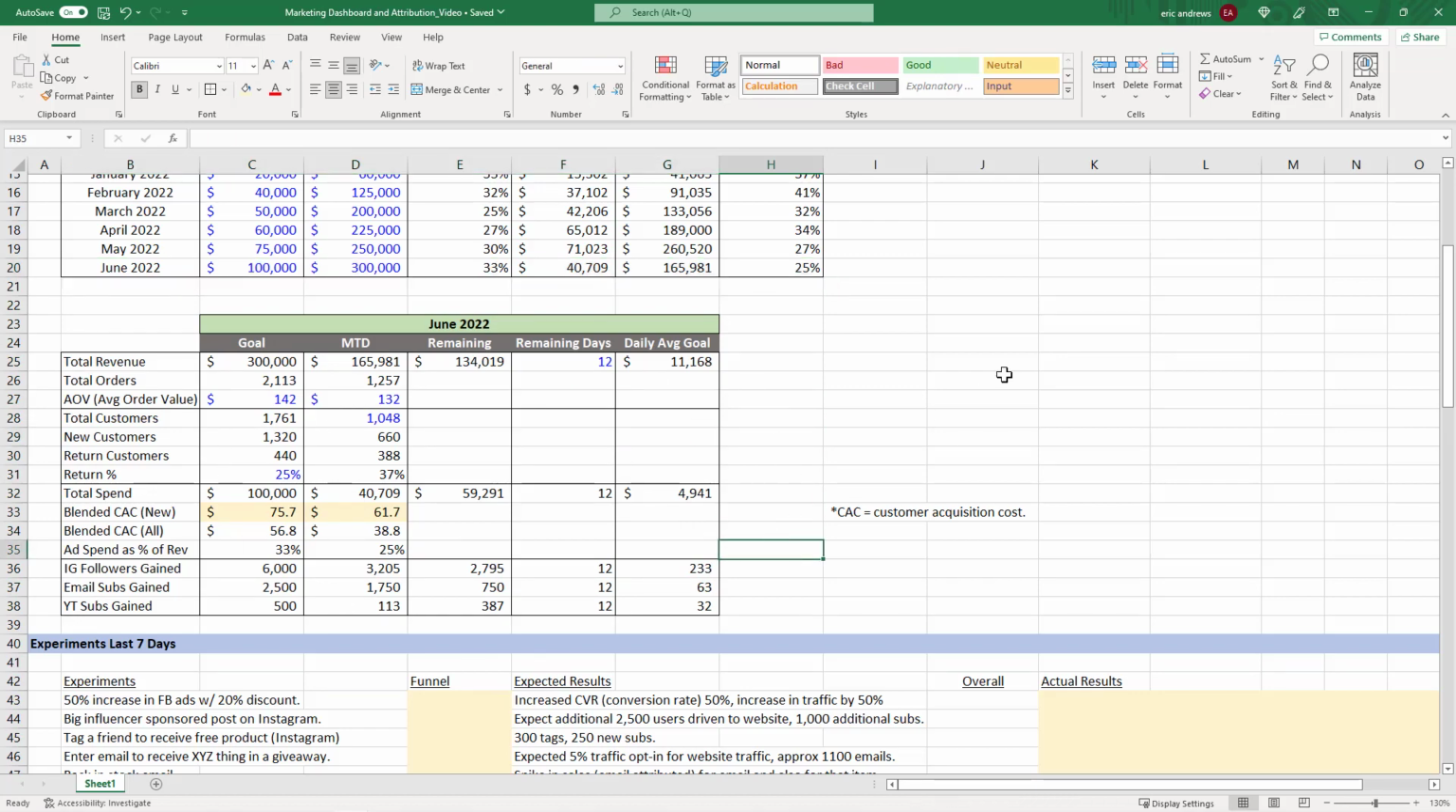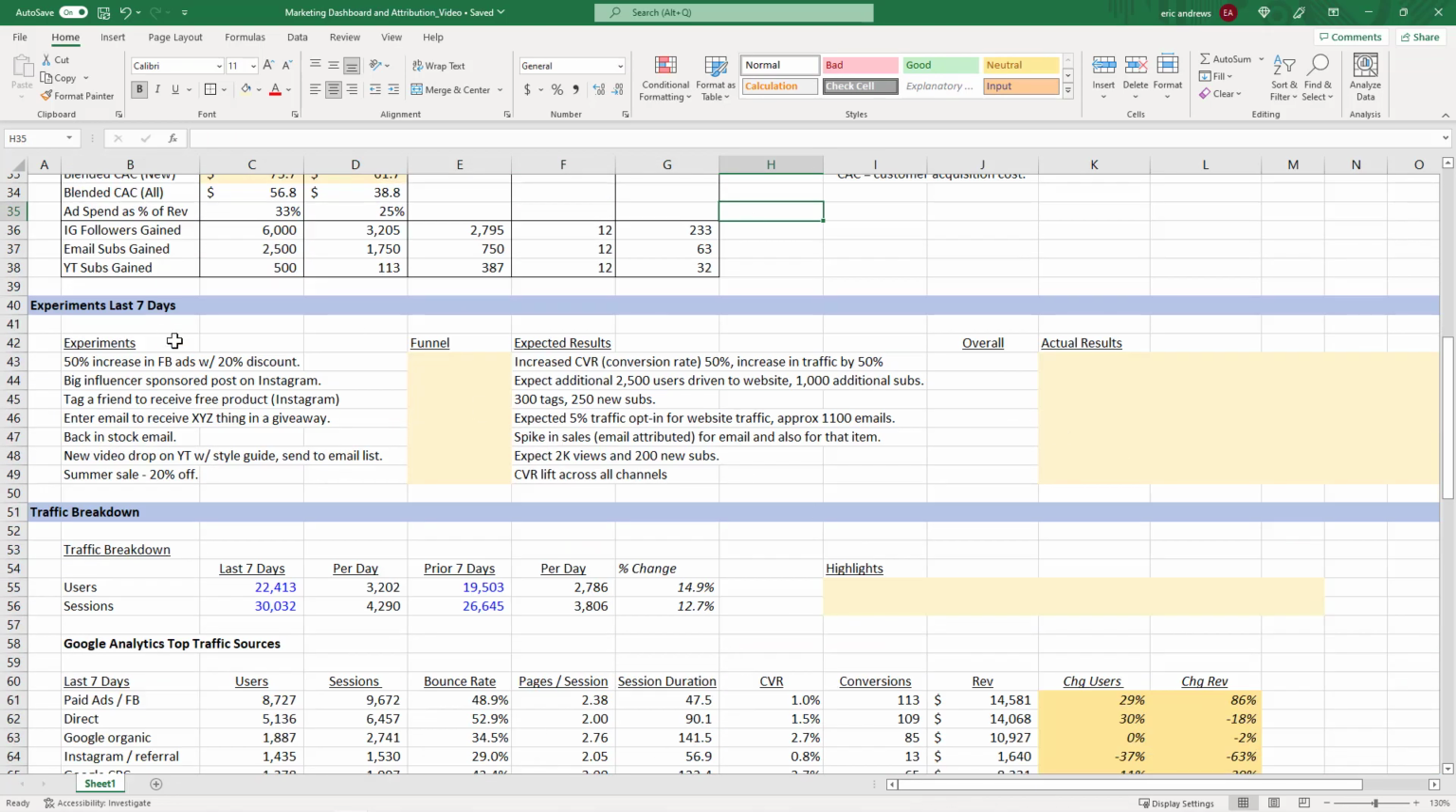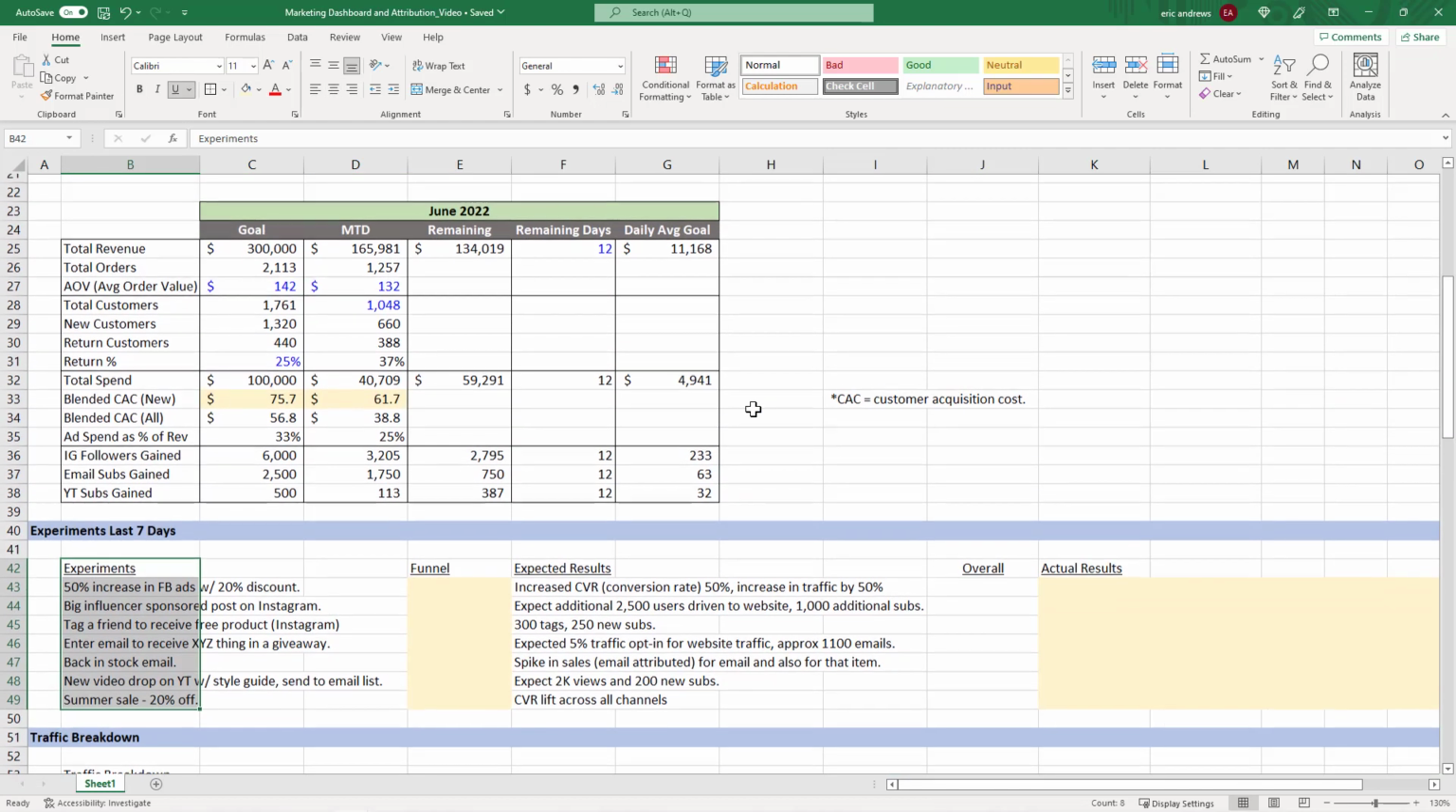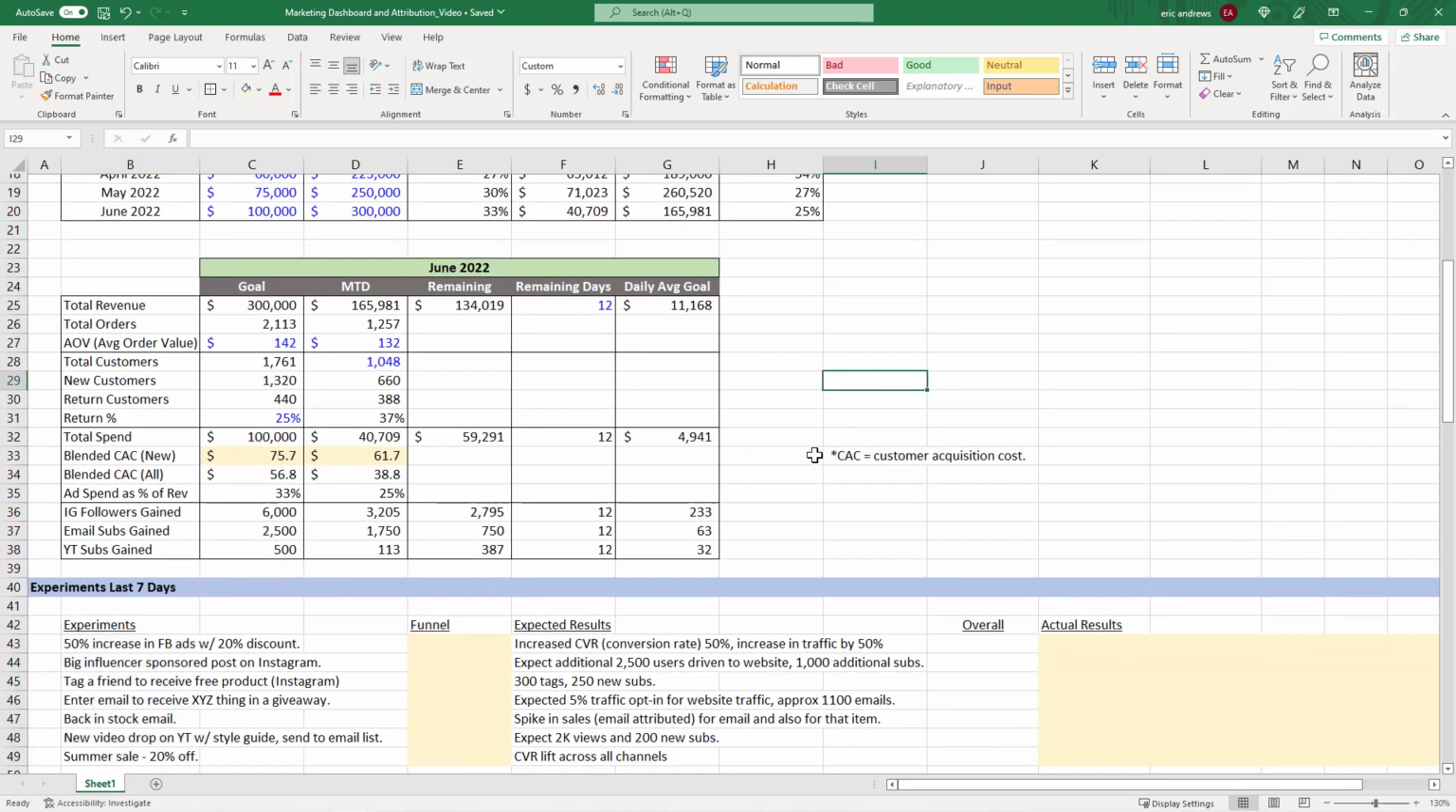And then once we go through this, we will go into all of the experiments that we ran over the last 7 days to understand why we are seeing what we're seeing. So the first section I cover is revenue. Second section is really about new versus returning customers, so it's about what your customer retention looks like. The third is about CAC and marketing spend and efficiency.